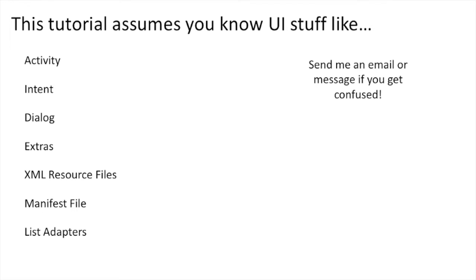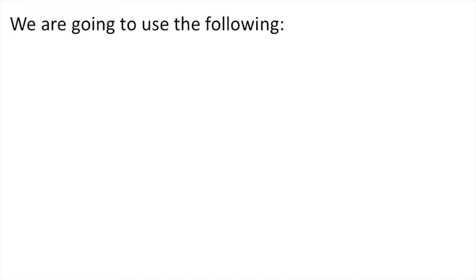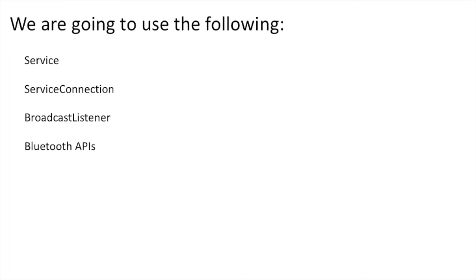If you do get lost, just send me a message or email or comment on the video and I will try my best to help you out. Please ask questions. Third, we are going to use the following: services, service connection, broadcast listener, and obviously Bluetooth APIs. As the tutorial goes on, I will briefly explain what they are and why we need them. You won't need to have a deep understanding of them, but it would be best if you did these tutorials already, having an idea what they are and how they work. Again, send me an email or message if you get confused and ask questions.